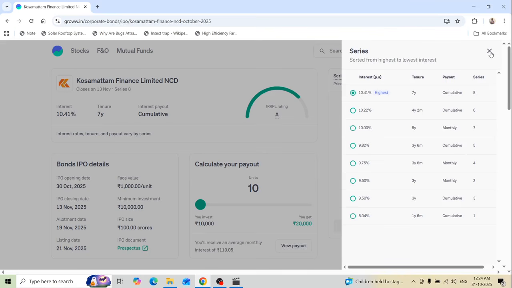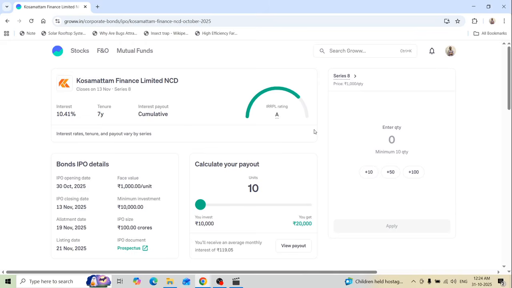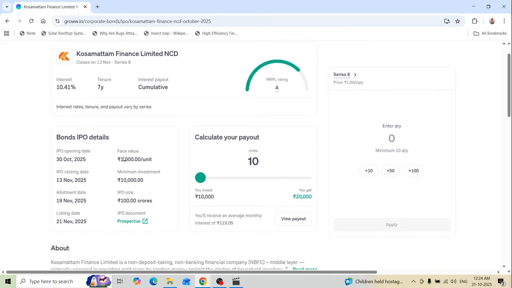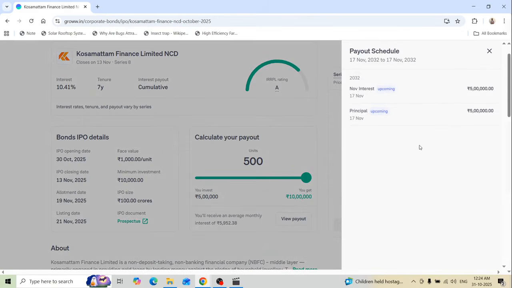What is the difference between monthly payout and cumulative payout? Let's take an example. For this bond, each unit value is 1000 rupees. Minimum you can buy 10 units and maximum you can buy 500 units. Suppose you have invested 5 lakhs in this bond, that is 500 units, and I have selected series 8 with 10.4% interest, cumulative payout and 7 years tenure. Here you will understand what a cumulative payout is. In the cumulative payout, the principal amount and the interest you have earned by investing in this bond are both paid at the end of the tenure.